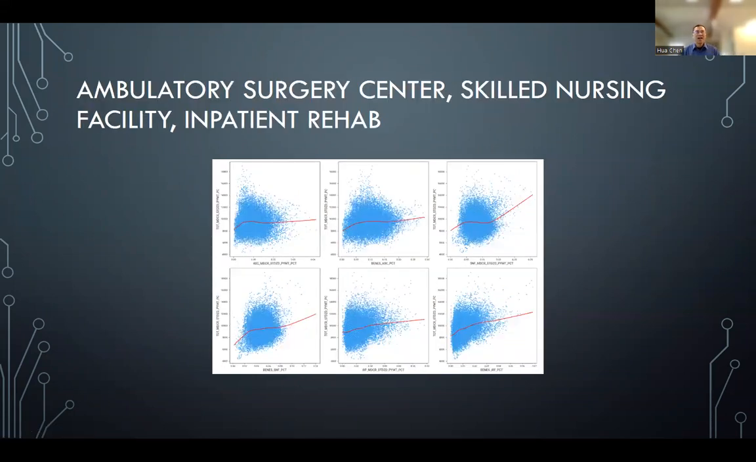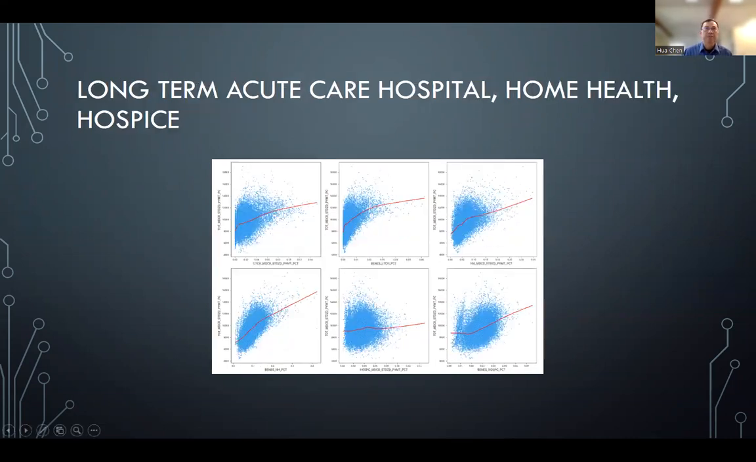In this particular slide, we have the ambulatory surgery centers, the ASCs. Then we have the skilled nursing facilities, the SNFs, and the inpatient rehabs, the IRFs. In this one, we have long-term acute care hospitals, where patients go for like 6 weeks at a time, 3 months at a time, and stay in the hospital. We have home health, and then we have hospice.